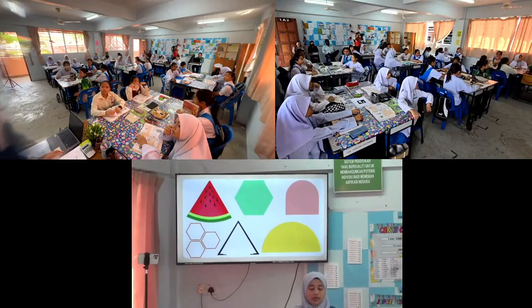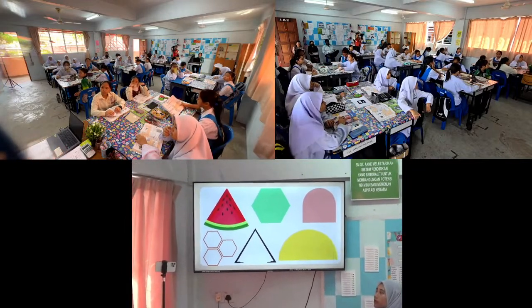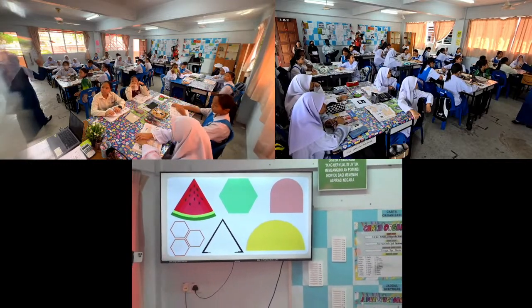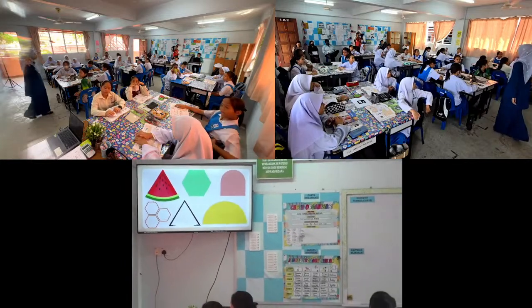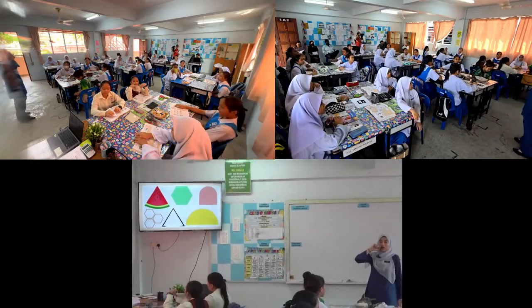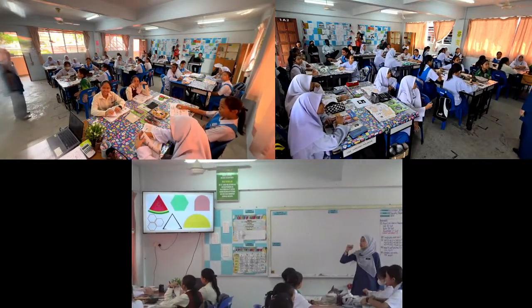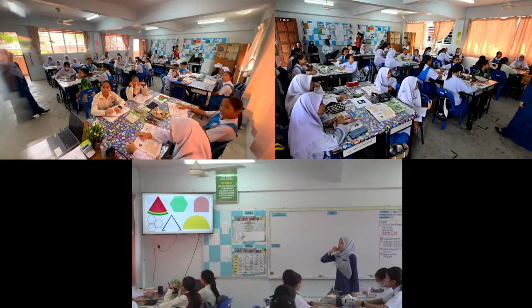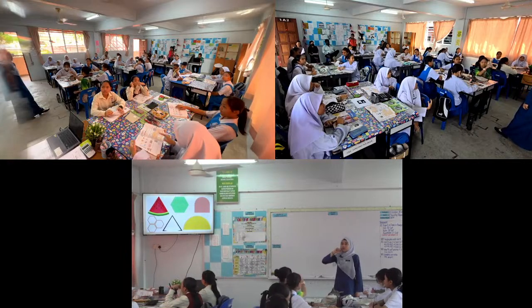Alright, let's see this one on the screen. Okay, the first one. Have you eaten that fruit? Yes. What fruit is that one? Watermelon. Good. So, the watermelon, what shape is that one? Triangle. So, that one is a triangle.